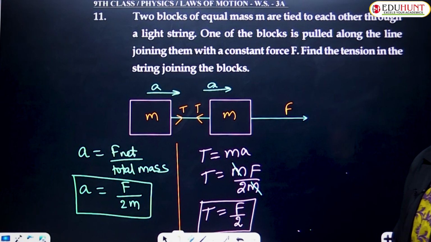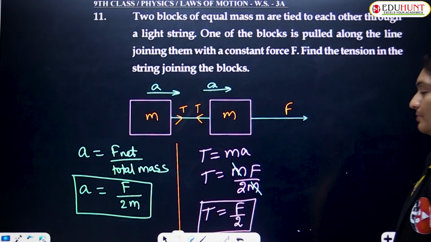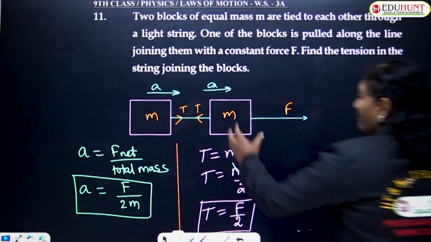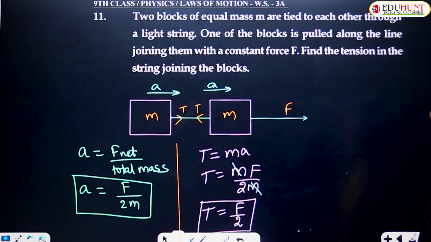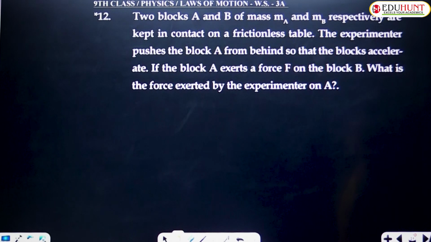Because of two equal masses, the force is also distributed equally. Half force is applied for this mass and half force is applied for the other body. Clear? So the answer is tension in the string was F by 2. So now moving to the 12th question, children.